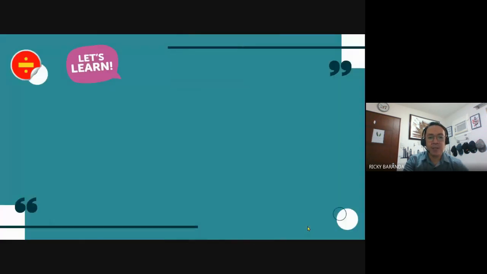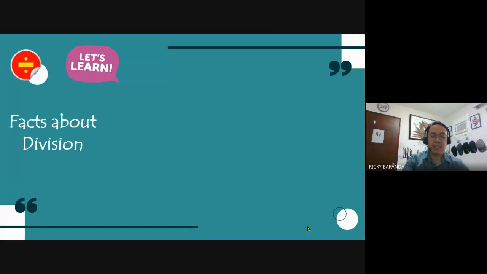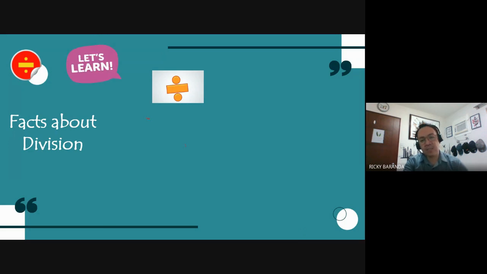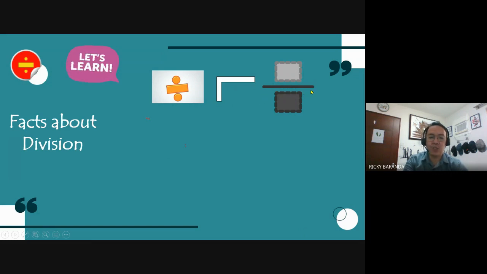Let's learn these facts about division. Here are the signs or symbols that you can see. They tell us which operation we will use. This is the division sign. This one, I call it the division home. And this is the fractional bar. In fractions, you will see this fractional bar, and this fractional bar implies division.